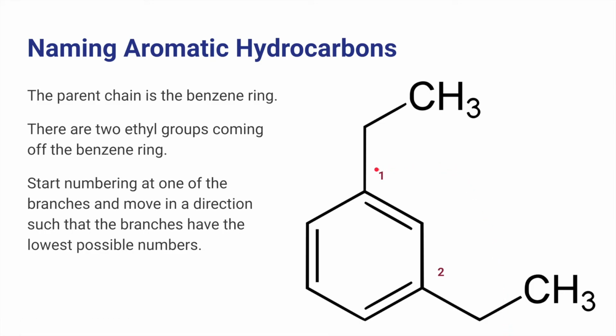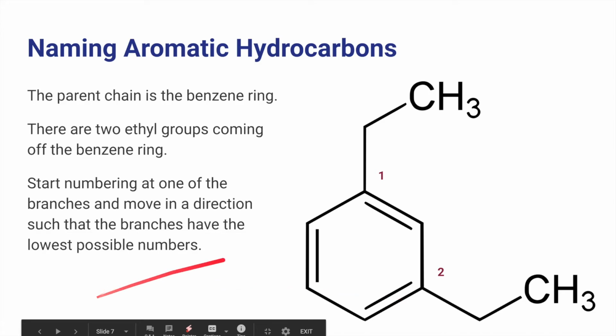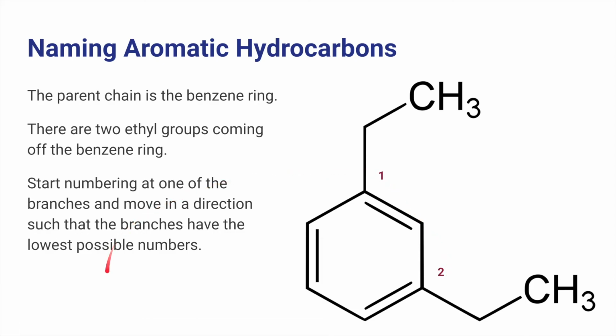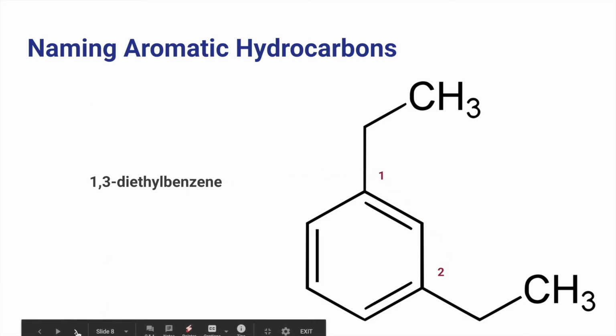And you want to start numbering such that the branches have the lowest possible number. So I want to go from, what would this be? I think this would be clockwise. I would go in the clockwise direction here to get 1 and 3. You don't want to go the other way because then you would get 1, 2, 3, 4, 5. So you want 1, 3 instead of 1, 5. So this would be called 1,3-diethylbenzene.